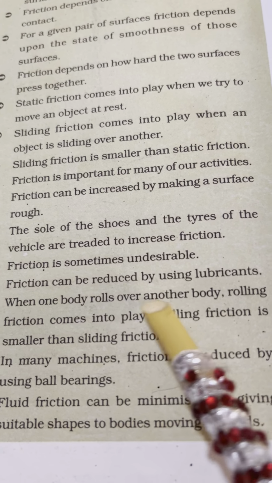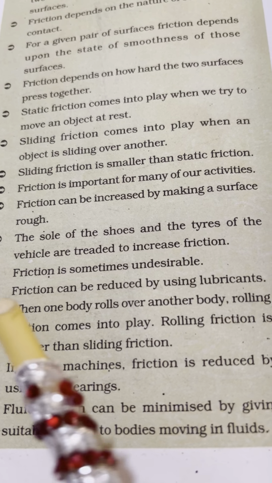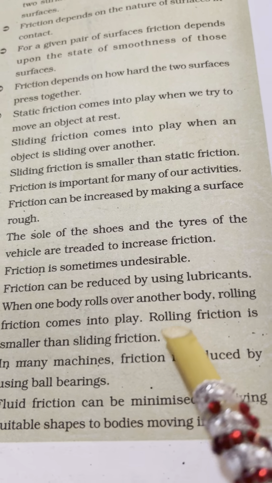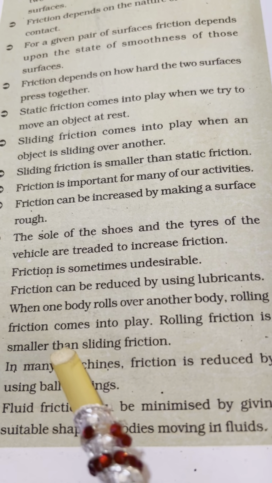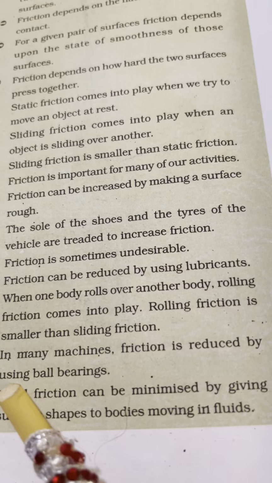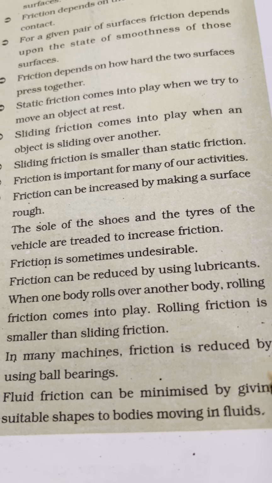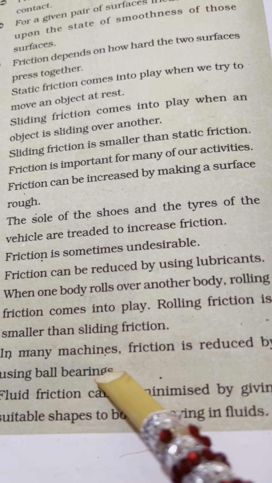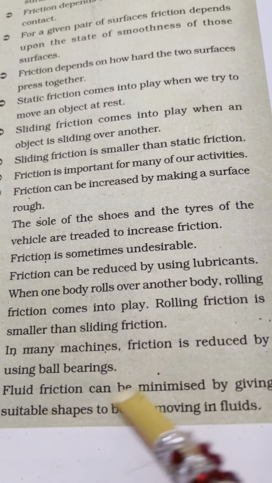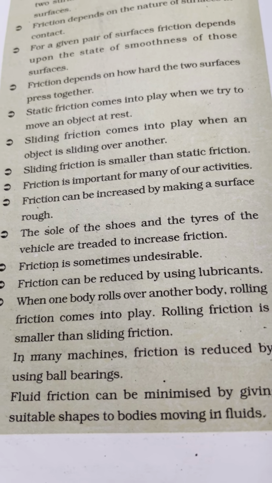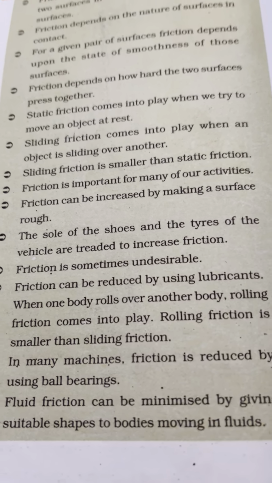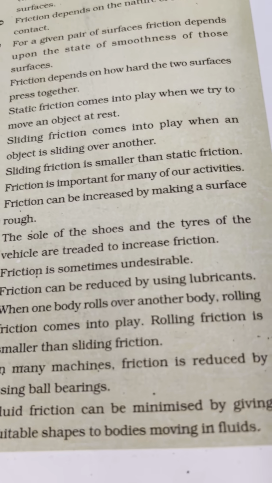When one body rolls over another body, rolling friction comes into play. Rolling friction is smaller than sliding friction. In many machines, friction is reduced by using ball bearings. Fluid friction can be minimized by giving suitable shapes to bodies moving in fluids. Okay, so read the lesson again.